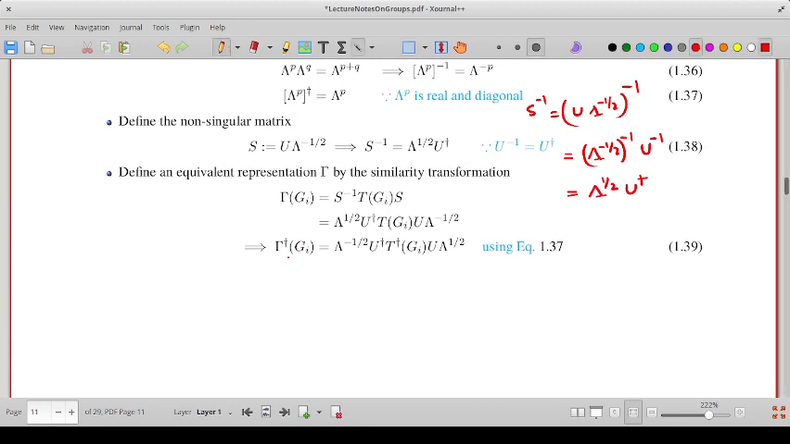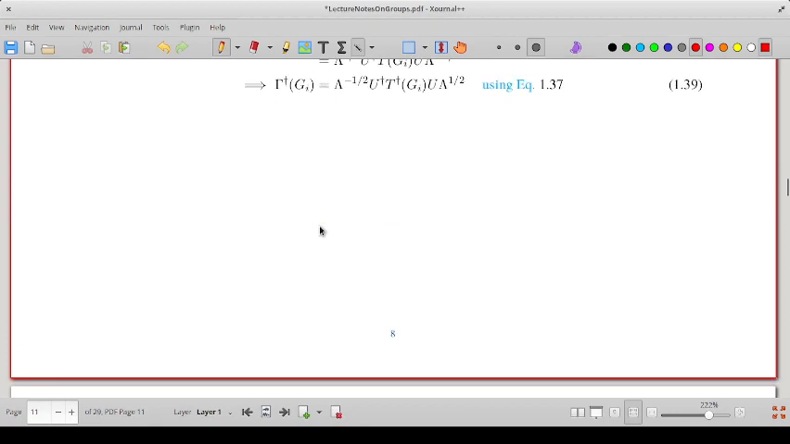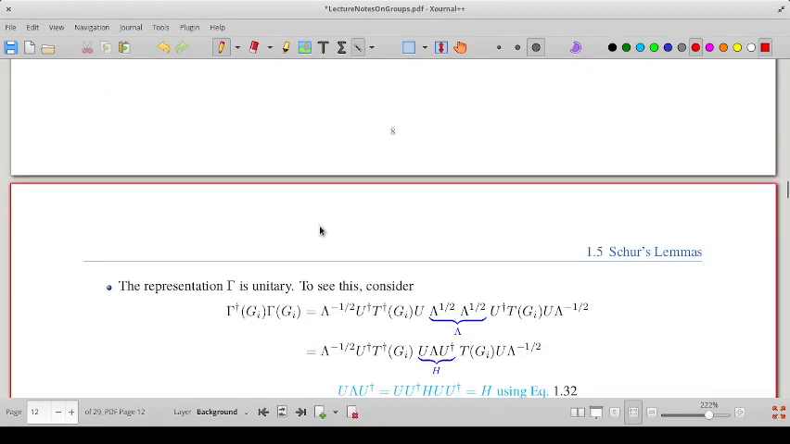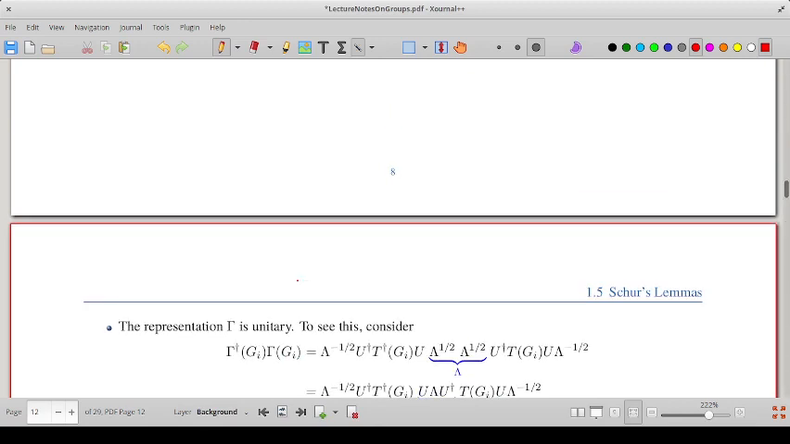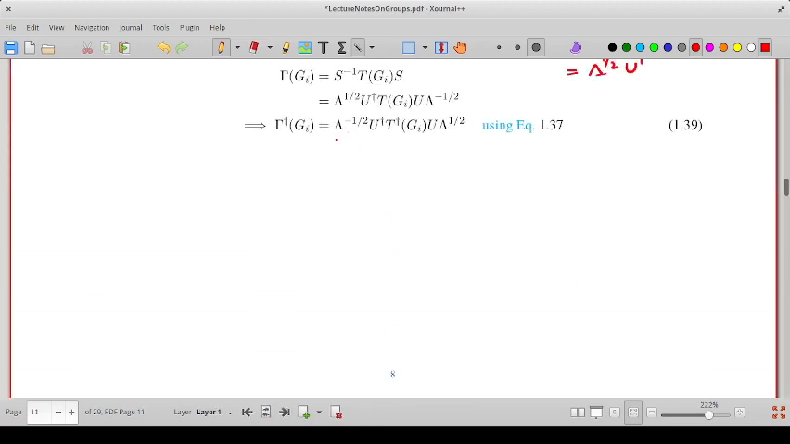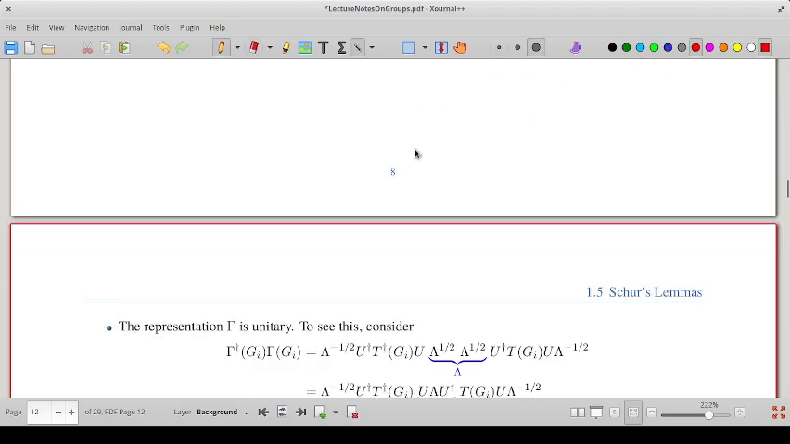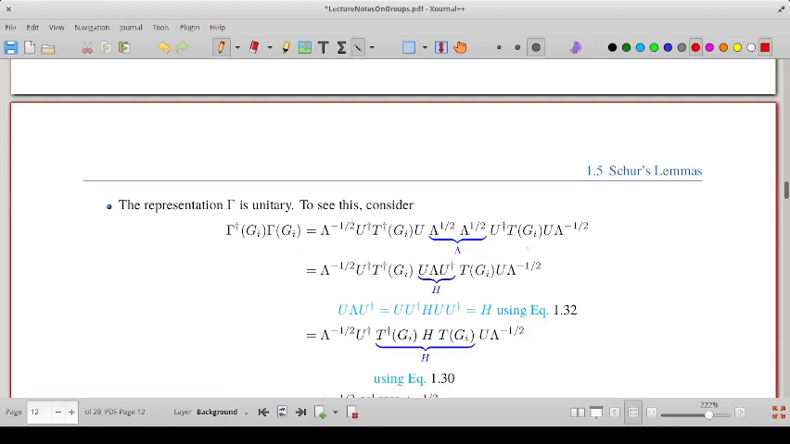So we now have an equivalent representation given by gamma. We just need to show that these matrices gamma are unitary. To show that, we compute gamma dagger gamma. So gamma dagger gi times gamma is, for gamma dagger I substitute this, and for gamma I substitute that. So when I do that, I will have this long expression.